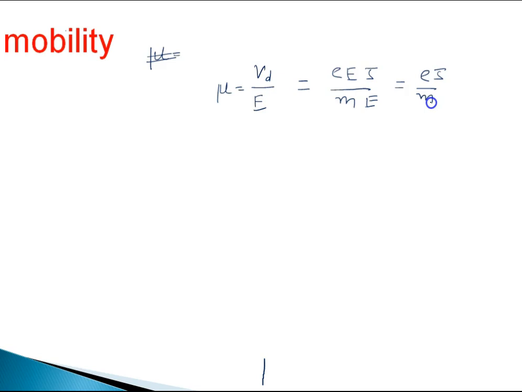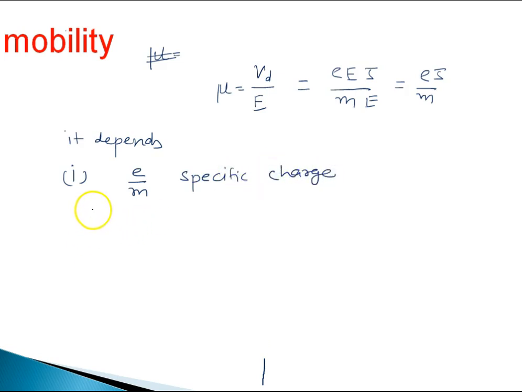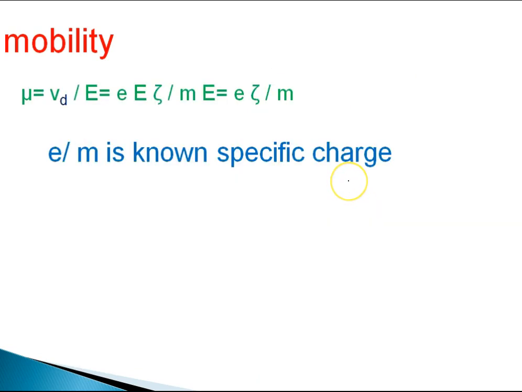So, mobility depends on the first point, e by m. What is e by m? Specific charge. Second thing, it depends on tau. What is this? Relaxation time. And relaxation time depends on temperature. In brackets you can say it depends on temperature. Clear?